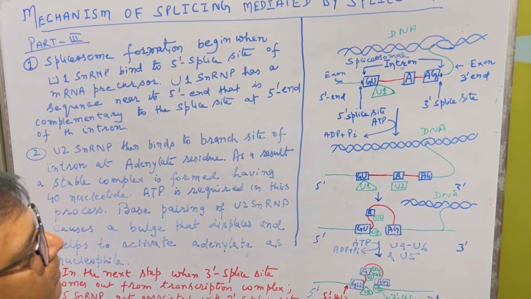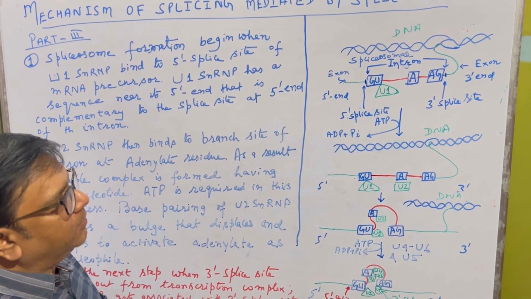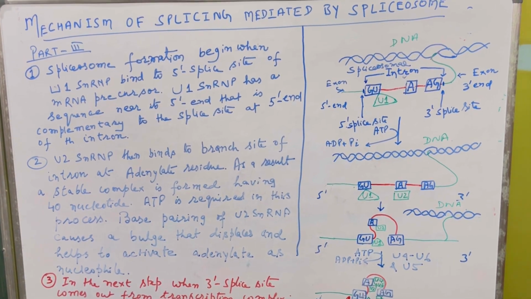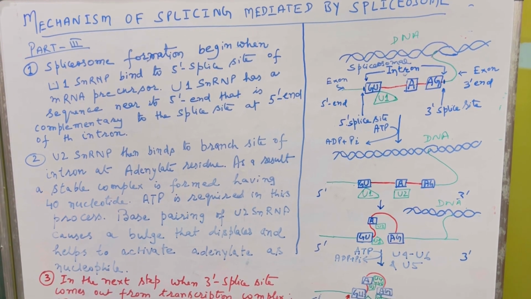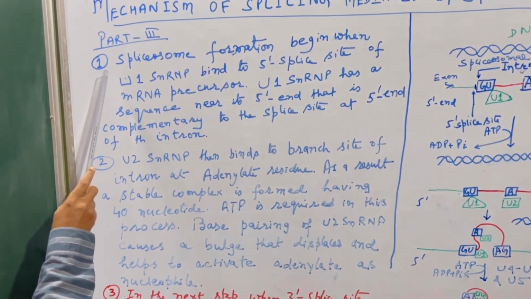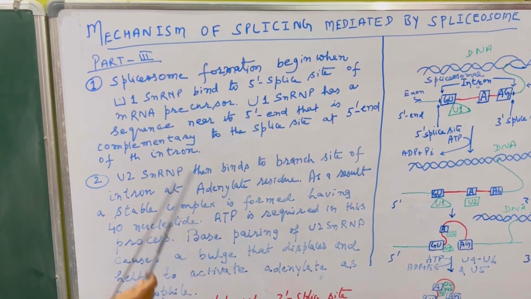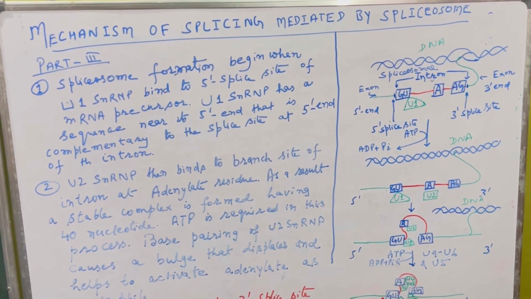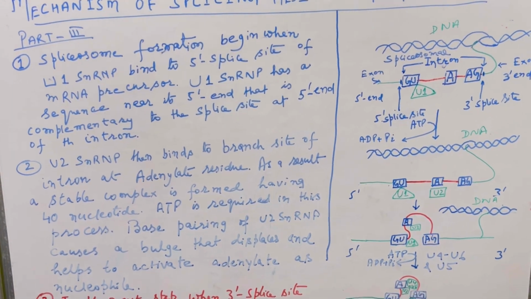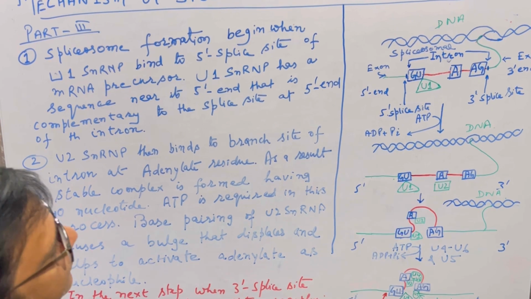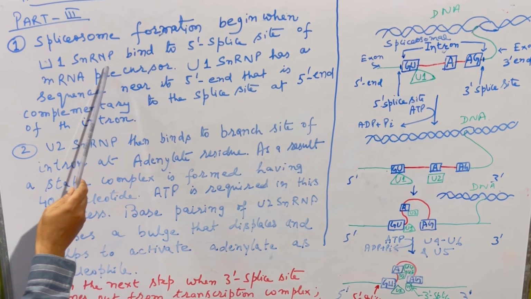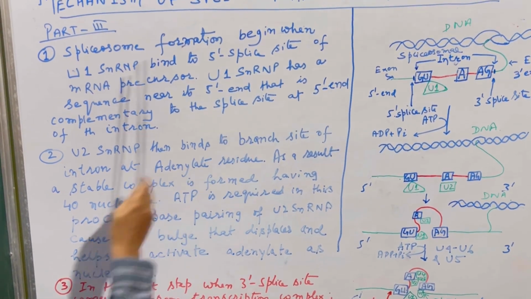So what will happen once the synthesis of mRNA starts? The snRNPs get associated according to their specificity towards the nucleotide sequence of the intron. So what is the first step of spliceosome formation? You can see that spliceosome formation begins with U1 snRNP binding to the 5' splice site, the GU dinucleotide. So spliceosome formation begins when U1 snRNP binds to the 5' splice site of the mRNA precursor.